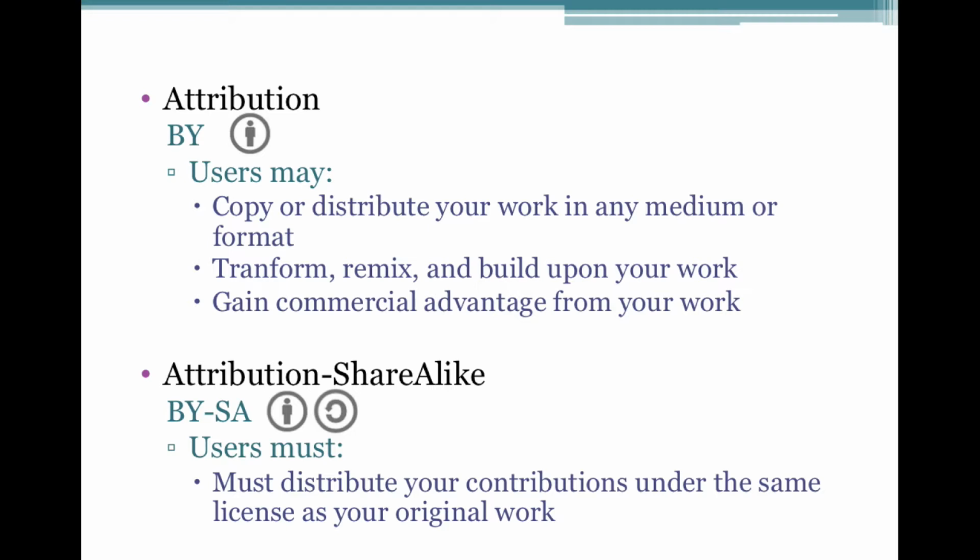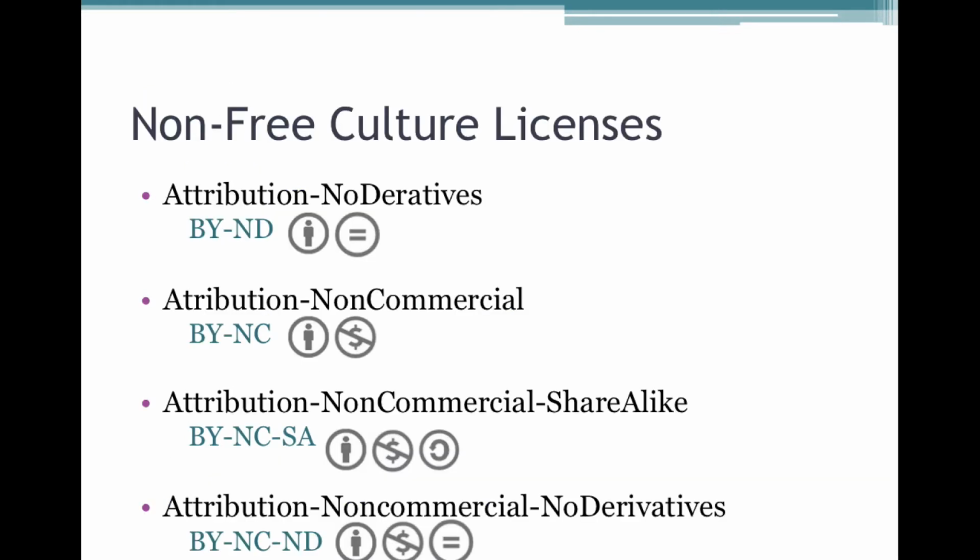Attribution share alike only requires that users give you credit by citing your name and media license link, and distribute any of your contributions under the same licensing agreement. So like the attribution licensing option, others are free to use and share your work however they like. The next four licensing options, the non-free culture license, attribution no derivatives, attribution non-commercial, attribution non-commercial share alike, and attribution non-commercial no derivatives, are a bit more restrictive in what they allow others to do with your work.